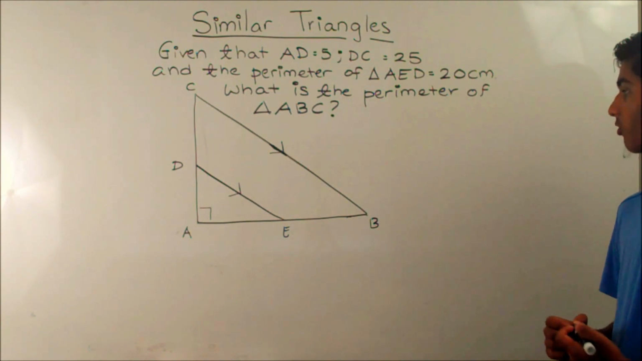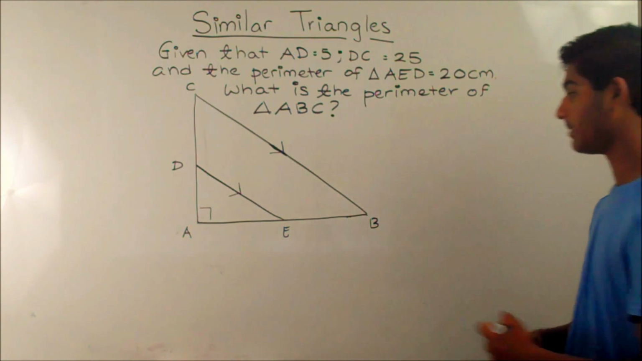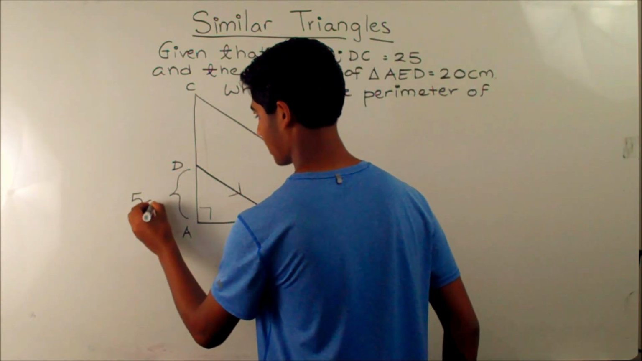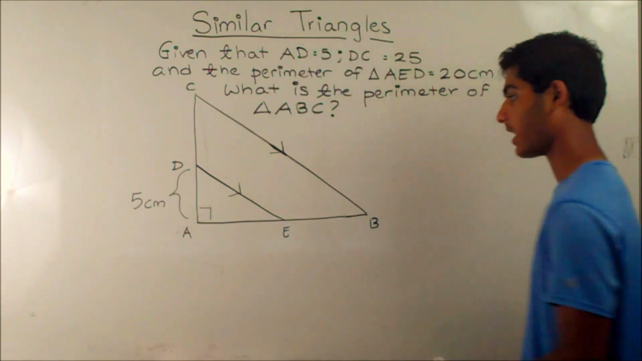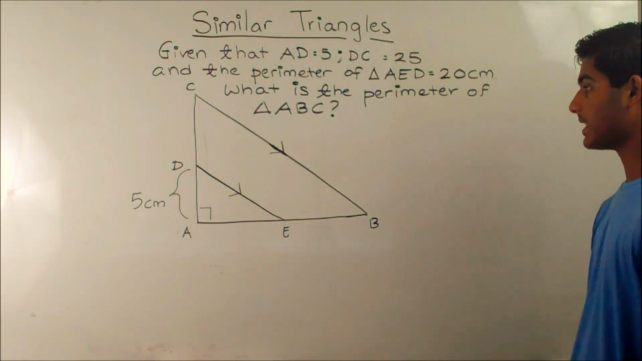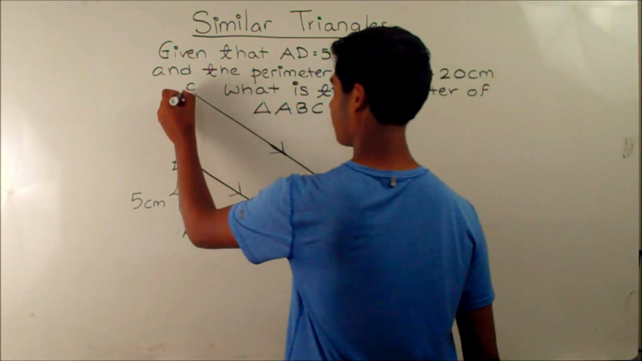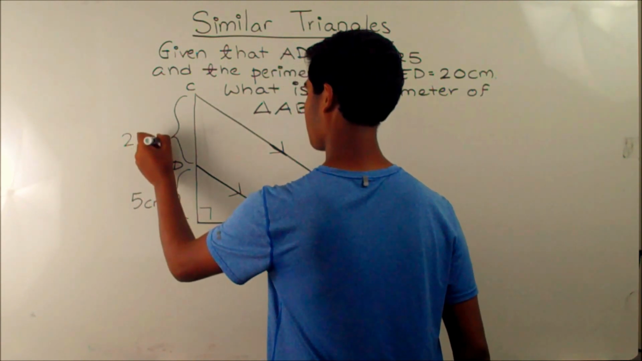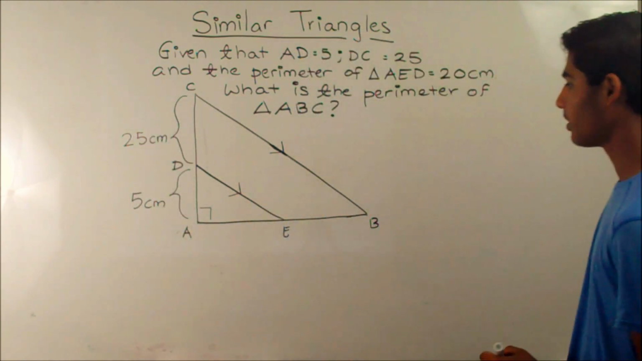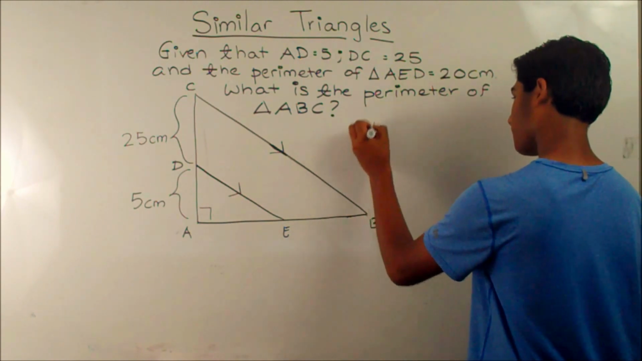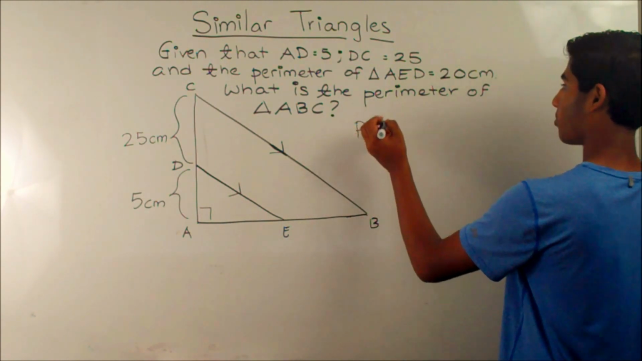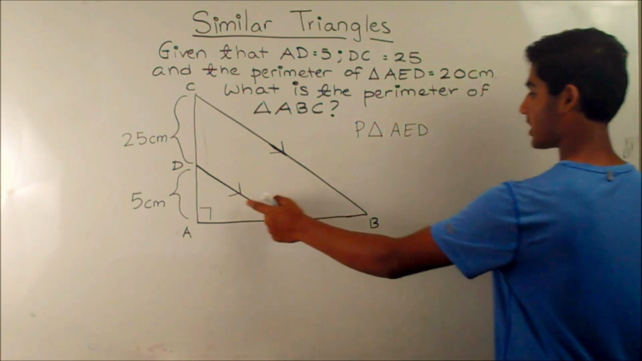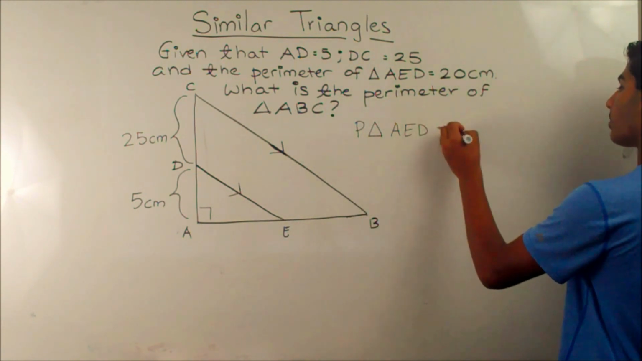So let's first write down whatever we know. So we know that AD is 5 centimeters, because the perimeter is in centimeters, so we know all the lengths are in centimeters too. We know DC is 25 centimeters. And we know the perimeter of triangle AED, which is this small triangle here, is 20 centimeters.